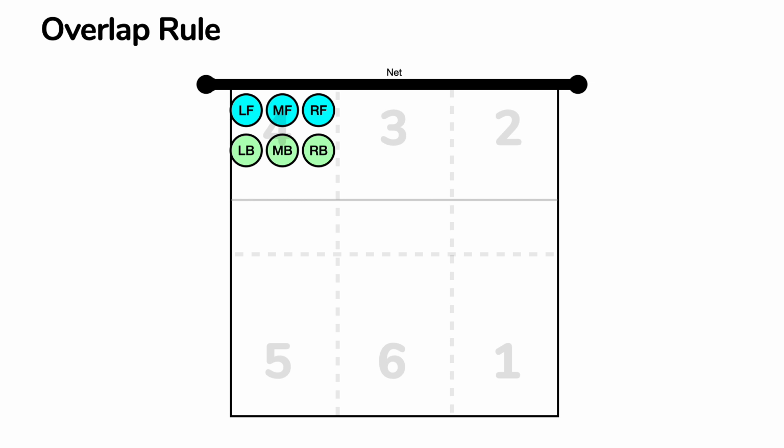Or our middle back and right back players could shift to the right side, so long as they don't cross over each other or cross in front of the players in front of each of them. So that's the overlap rule, and it's going to let us do some kind of funky things when we get to our different rotations.